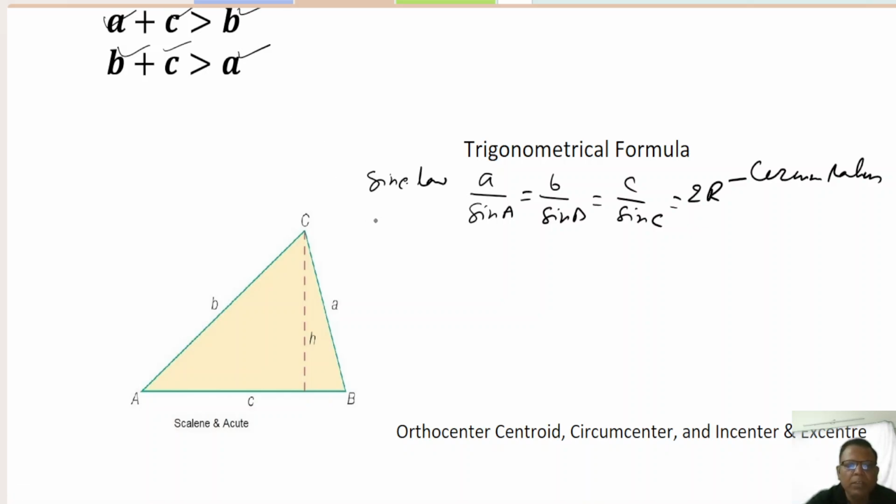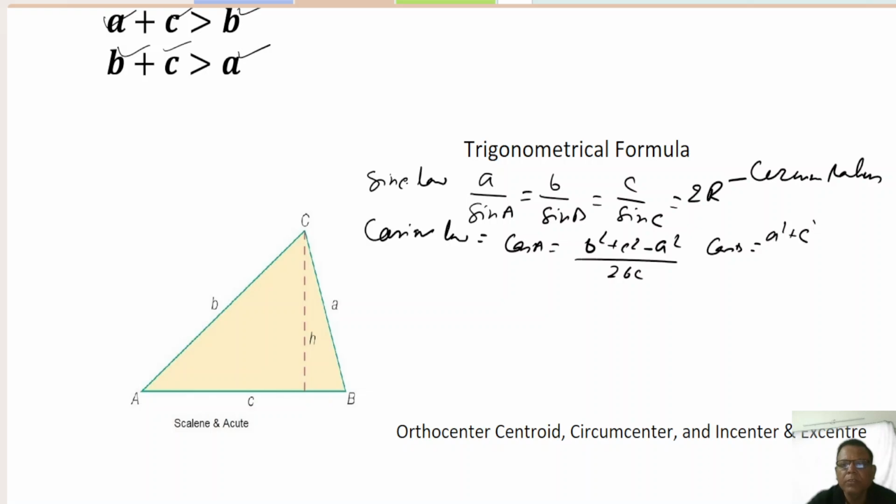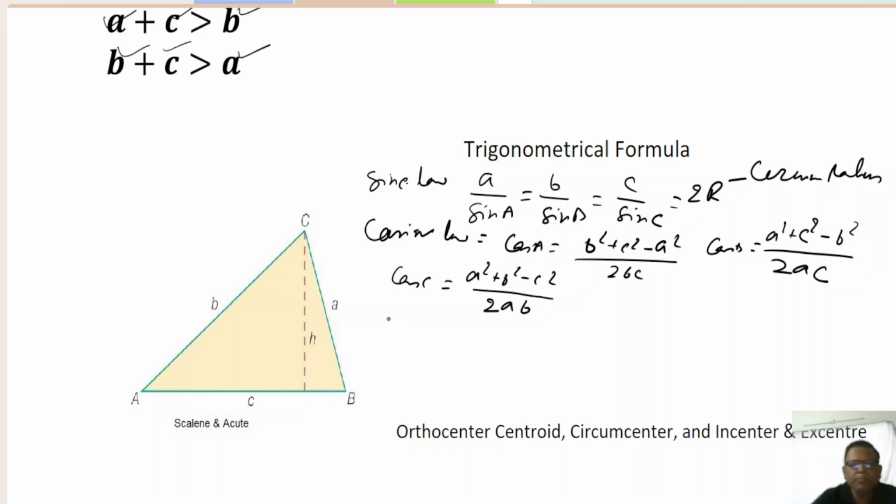Now come to the cosine law. What is cosine law? Cosine law says that cos A is equal to (b square plus c square minus a square) divided by 2bc. Similarly, cos B is equal to (a square plus c square minus b square) by 2ac. Similarly, cos C is equal to (a square plus b square minus c square) divided by 2ab.